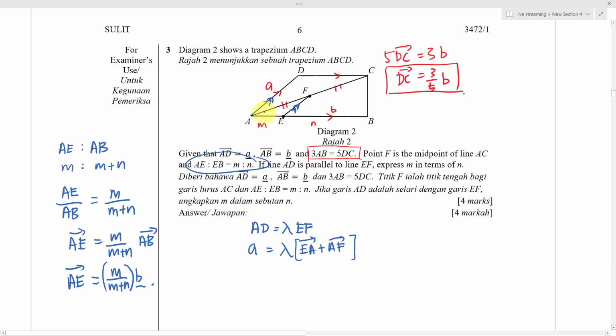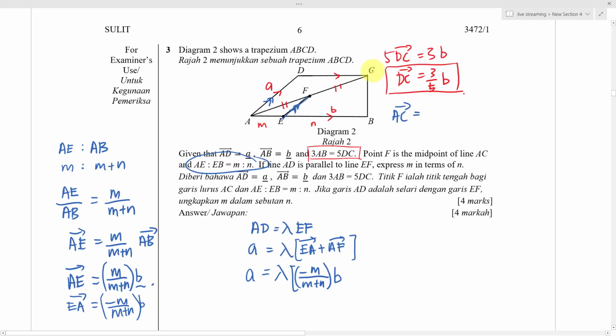Do you see that? In order to get from E to F, it is E to A, then A to F, so it makes sense. And then I have EA. EA is just the negative of AE, so it'll be negative M over M plus N B. And what is AF? Because we can find AC, right?